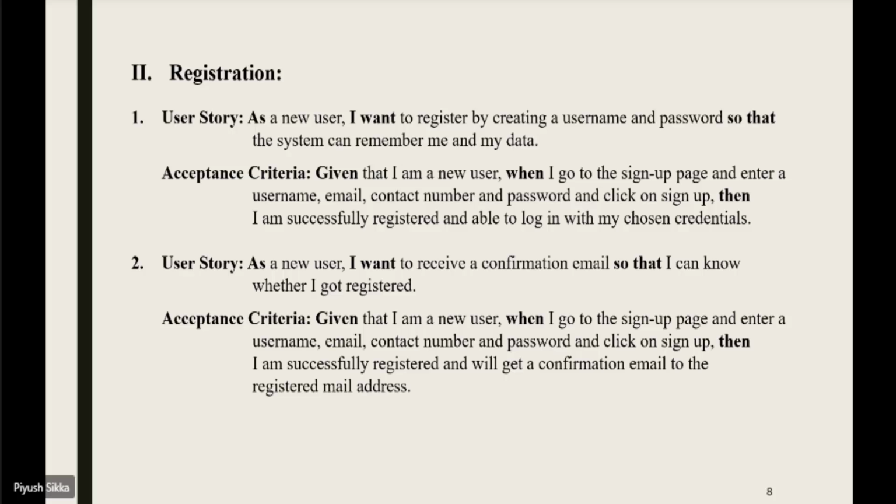Yes, sir. So the next user story for our feature is the registration feature. As a new user, I want to register by creating a username and password so that the system can remember my data in future. Acceptance criteria: as a new user, you will go to a sign up page and you will have username, email, contact number and password. When you click on sign up, you will be successfully registered and the app will show your credentials.